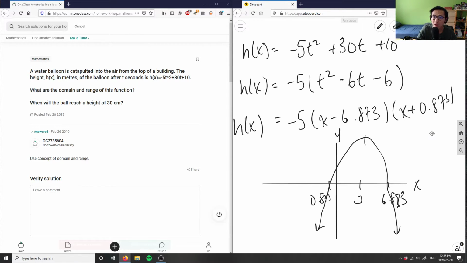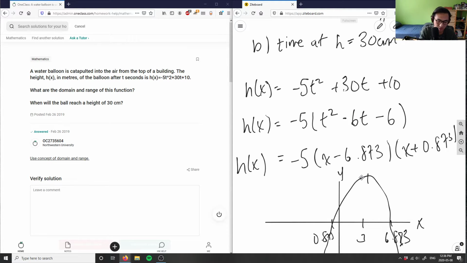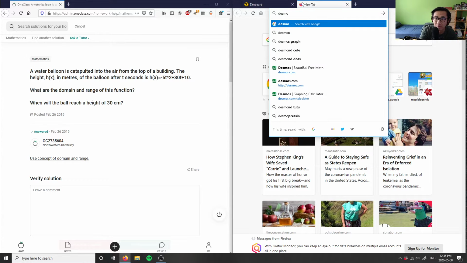So I'm going to plug in h of 3 to solve for the height. Negative 5 times 3 squared plus 30 times 3 plus 10 would give me a value of 855. So this here would be 855, and this would be the vertex of my parabola. So understanding this, let me use Desmos to verify this for you.